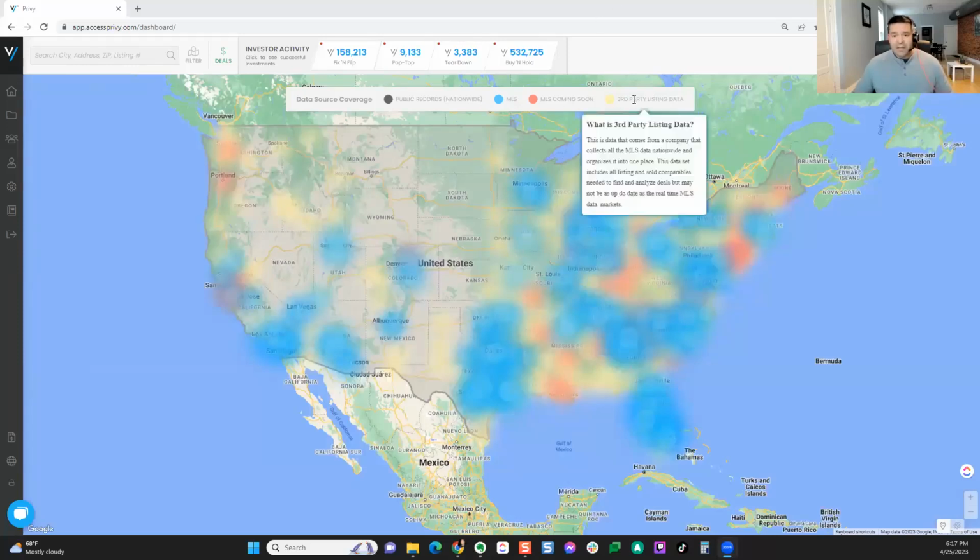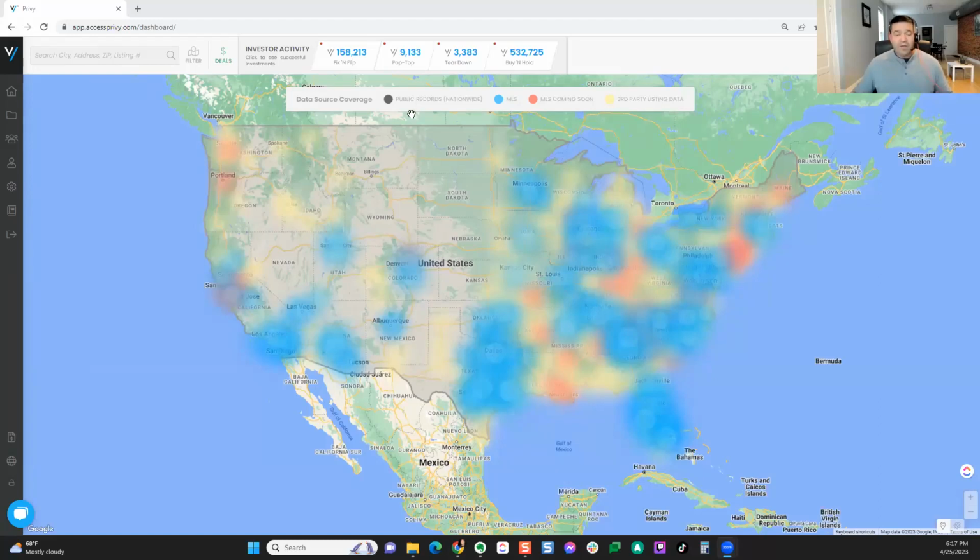Where you see yellow and gray is the third party areas, but we also have public record data nationwide. That's owner information, mortgage information, deed data, and also off market leads. You can get off market leads from our system as well, like foreclosures, absentee owners, vacancies, tired landlords. There's a list of good stuff you can also do in conjunction with your on market strategy, if that's what you decide to do.